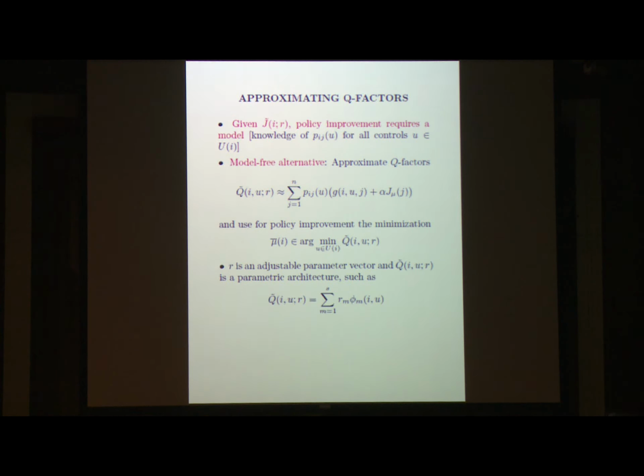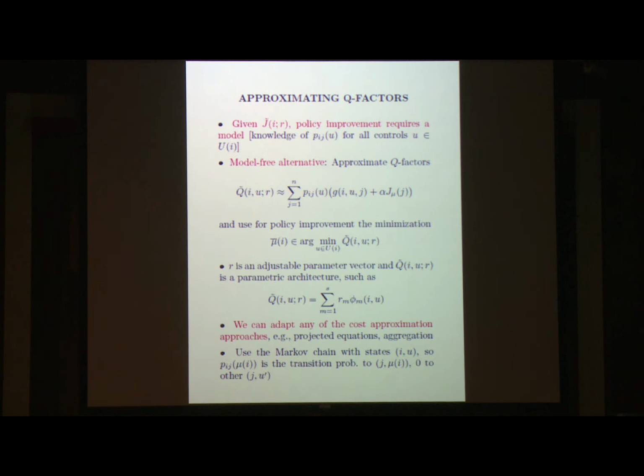I mentioned that earlier. And it is possible to use a parametric approximation for Q factors, which would have features of both state and control, and weigh them with corresponding weights R. Any method that I mentioned earlier, projected equations, aggregation, Bellman error, and so on, can be adapted to work with Q factors rather than states. The reason is that there is a system whose state costs are the Q factors.